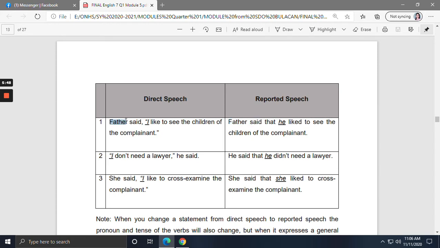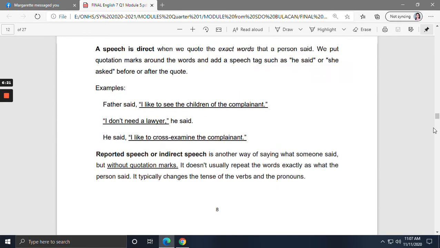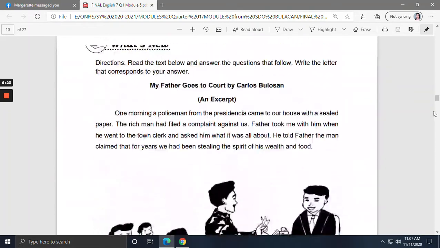Since the father is male, no? Father is male gender. What pronoun are we going to use for a male gender? He. For female gender, we will be using she. So, since father is a male gender, that's why we need to change I to he. And then, since the tense of the verb is past tense, we need to change like into past tense. Let us go back to the introduction.